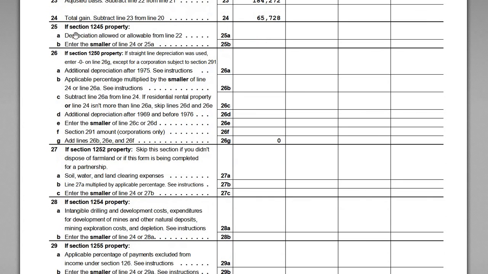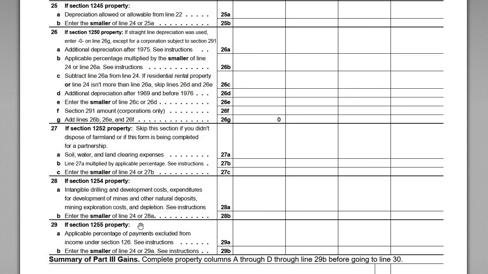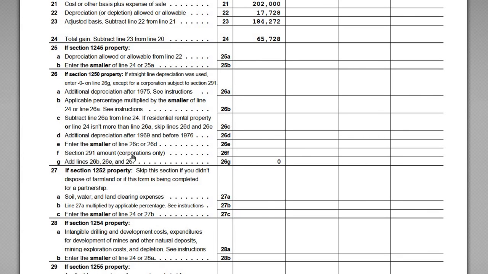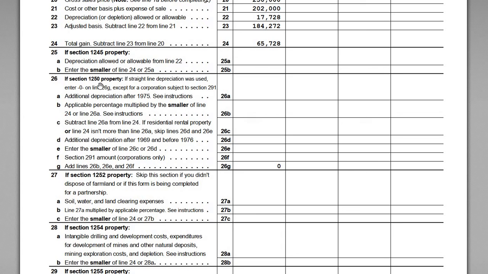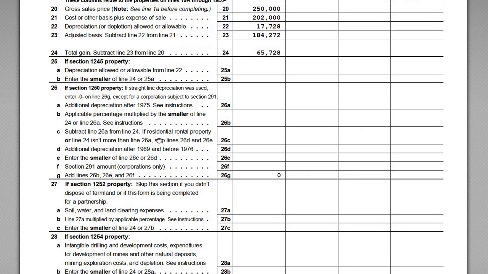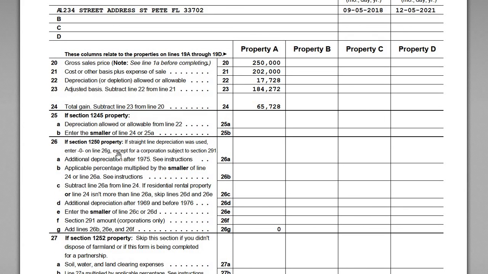Now these sections down here, 1245, it's not 1245 property, right? It's real estate, it's not personal property, and it's neither of these. It's not 1252, 54, 55. This section, part 26, is relevant, right? So section 1250 property, well, the answer is yes. So we do have 1250 property. If straight line depreciation was used, enter 0 on line 26, except for corporations subject to section 291. So we use straight line depreciation. This is a property that was placed in service in 2018. It's residential real estate, so it's being depreciated over 27 and a half years.